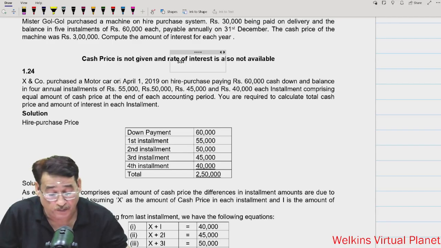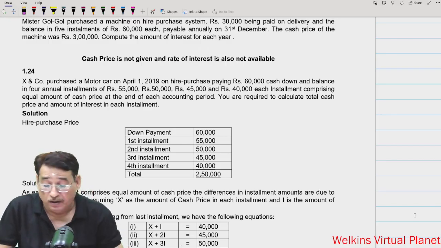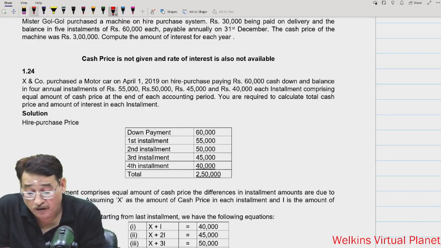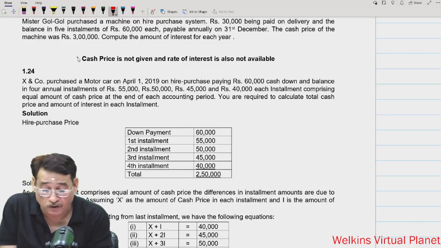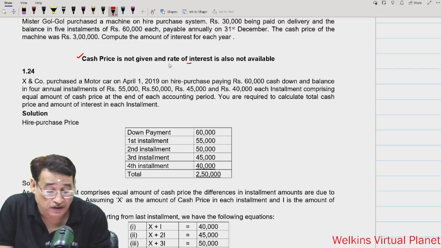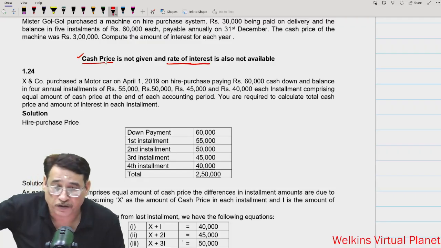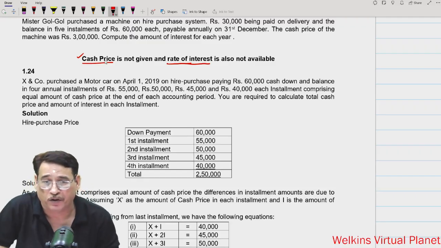We are picking up a question, which is a topic with respect to calculation of interest only, and it is a pretty strong one, correct? Generally in a long question, you will not face this sort of situation when cash price is not given and rate of interest is also not given. In this question, neither cash price nor rate of interest is given. That is very important for you to understand.